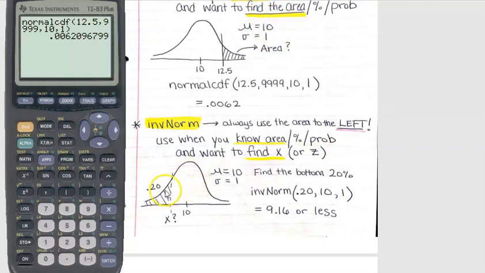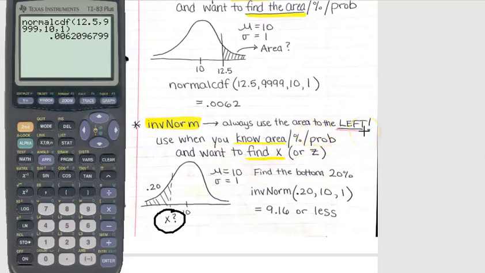Okay, so now is right. We know it's the bottom 20%, but know what this is, right? We're trying to find, well, what is the x that separates that bottom 20%, right? Now with the inverse norm in the calculator, one thing to remember is that we're always going to put in the area to the left.